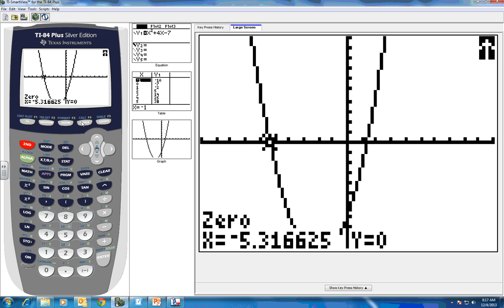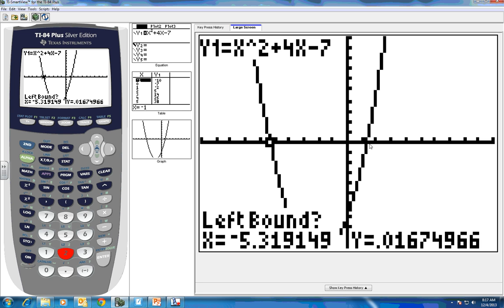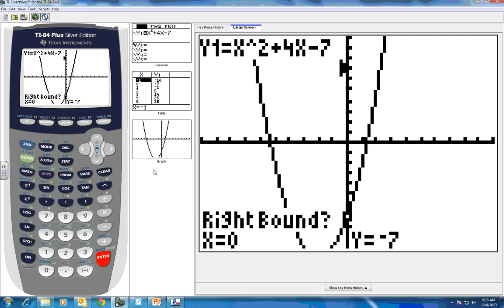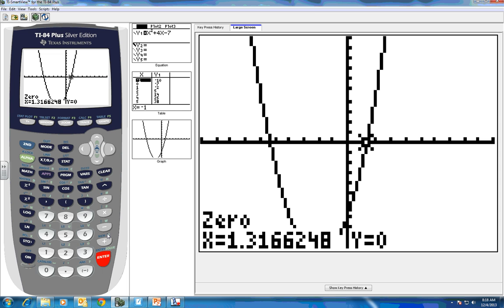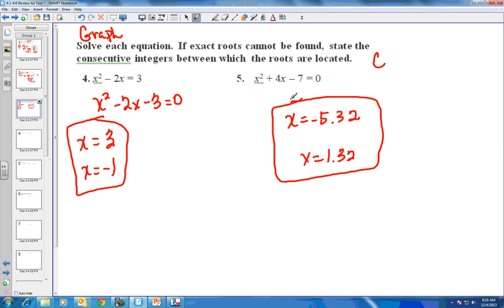Second, trace. Number 2 for 0. Now I have to type in a number to the left of this point. I'm going to type in 0. Type in a number to the right of that point. I'm going to type in 3. My guess is 1. And it crosses at 1.32. So on your test, I will say solve by graphing, and you guys will use your calculator, see where it crosses the x-axis. If it doesn't cross at nice neat points, you're going to use your second calculator.